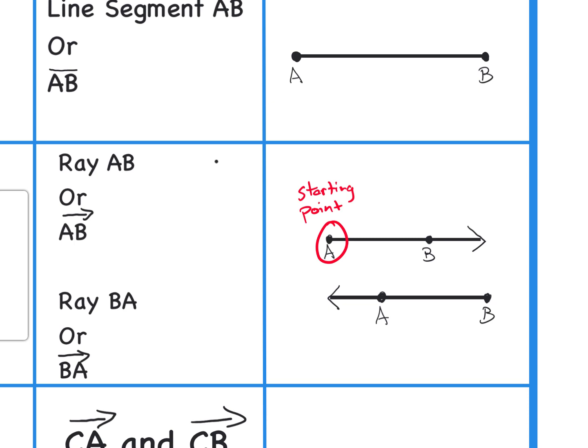Yes? Hang on a second. Let's finish this up. I'm not going to have everybody go right now.